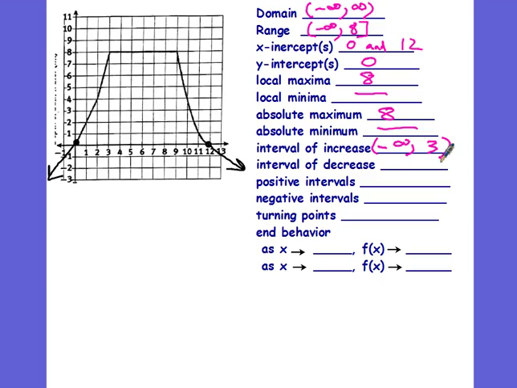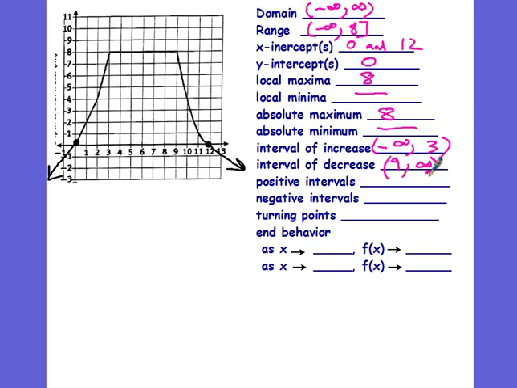Do we have an interval of decrease? Yes, we do. This graph is decreasing here. Where does that decrease begin? That begins down at 9 on the x-axis. So our interval of decrease, sorry, begins at 9. And it keeps on decreasing forever as we move out to the right. So that graph is decreasing between 9 and infinity.